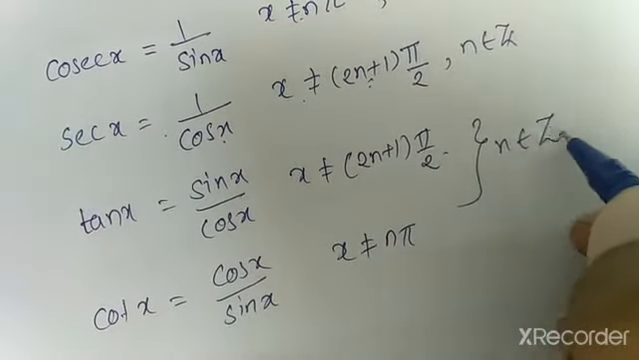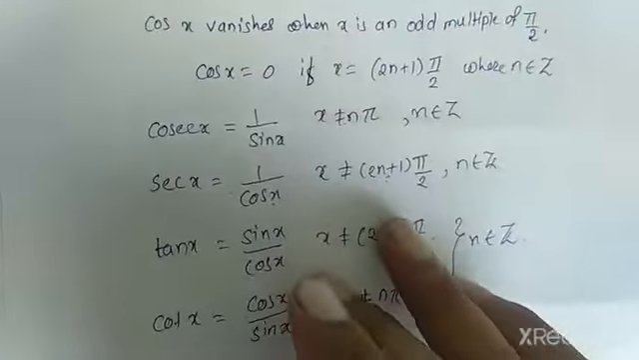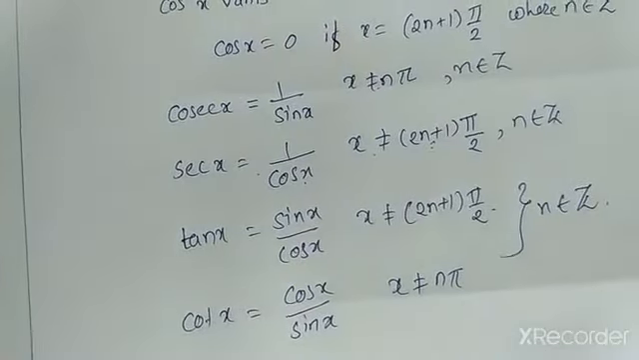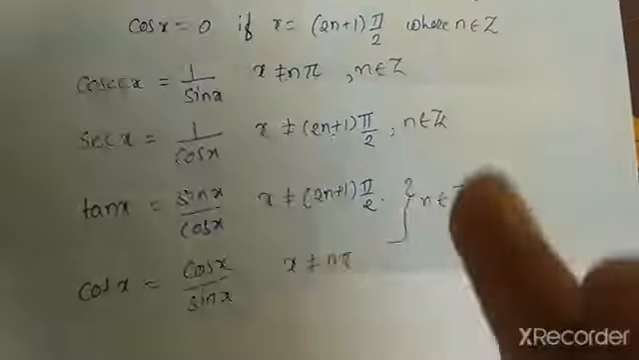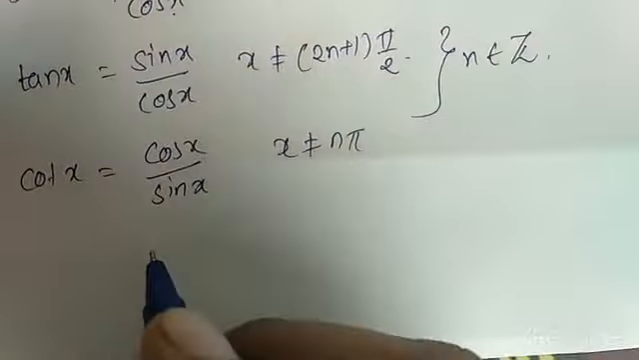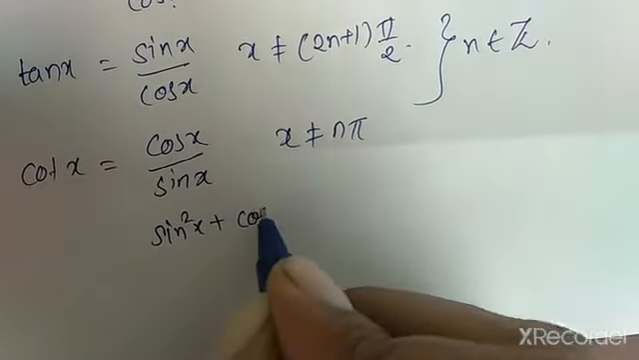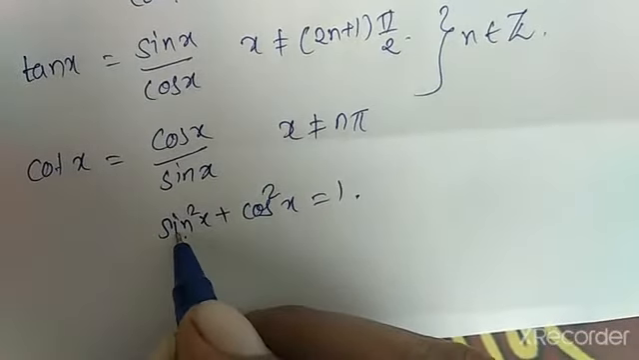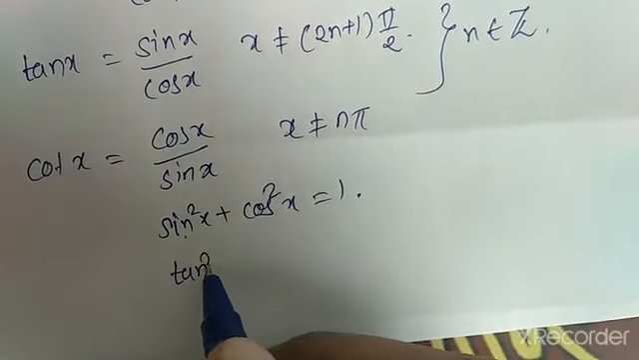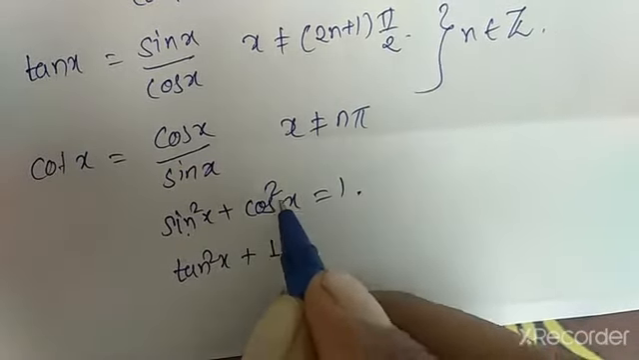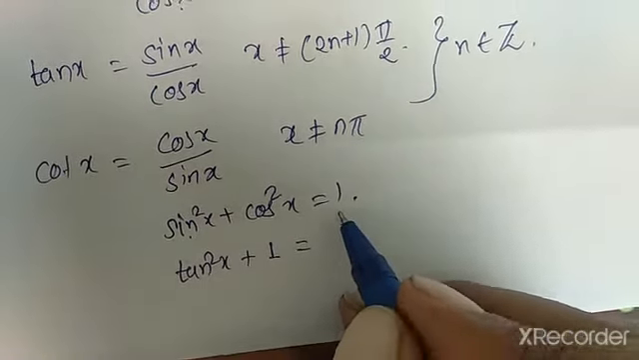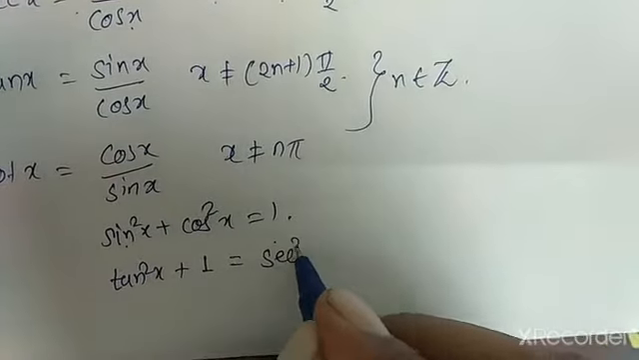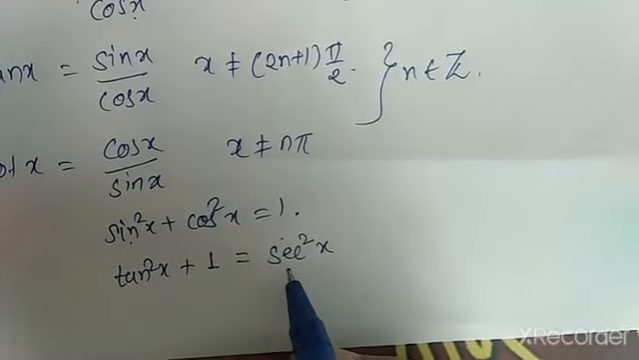N belongs to Z. Okay, so these are some basic concepts which you have studied in the previous class also. Also, here we have the formula sin²x + cos²x = 1. When we divide this by cos²x, it will be sin²x upon cos²x, which is tan²x, plus cos²x upon cos²x is 1, and 1 upon cos²x is sec²x. So we get tan²x + 1 = sec²x.